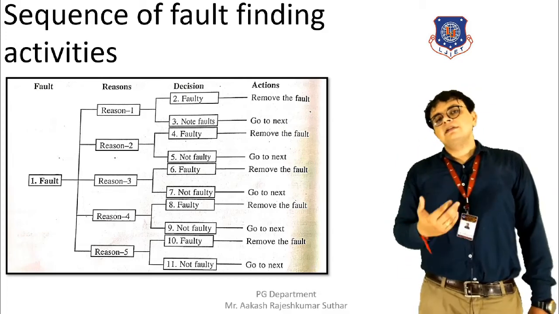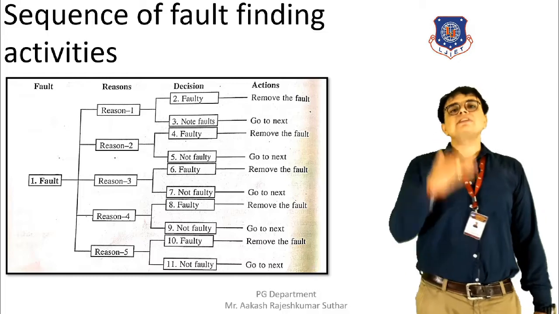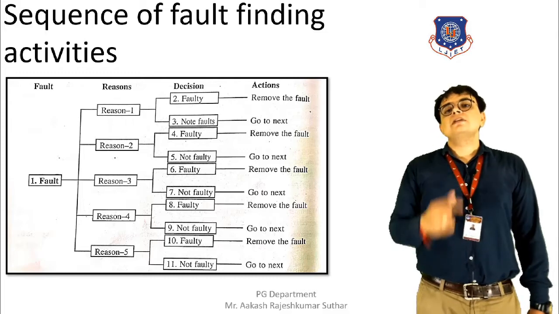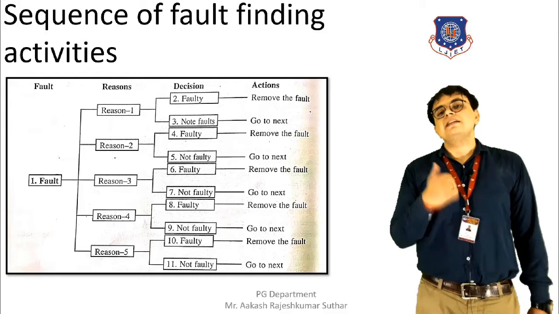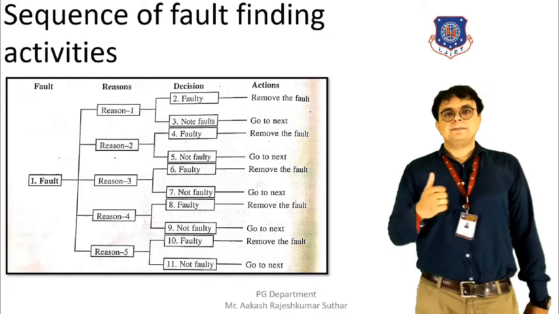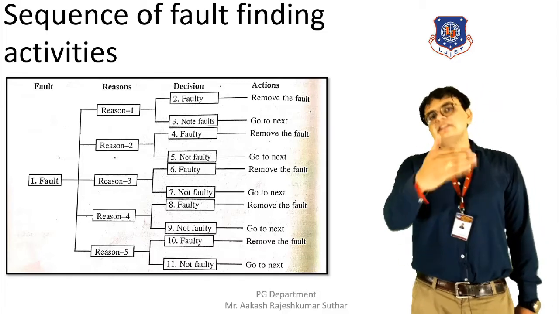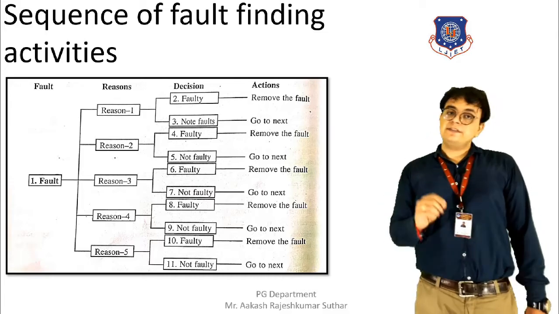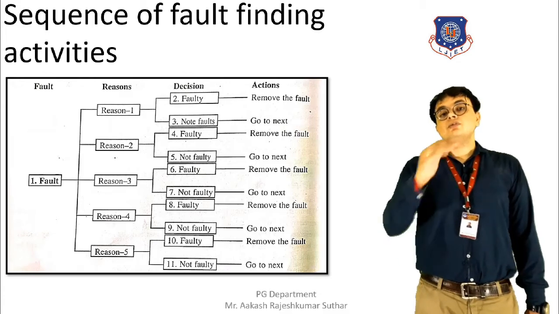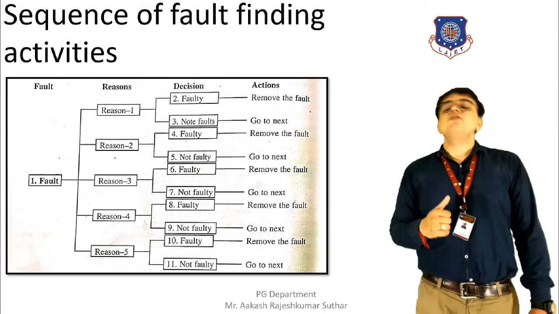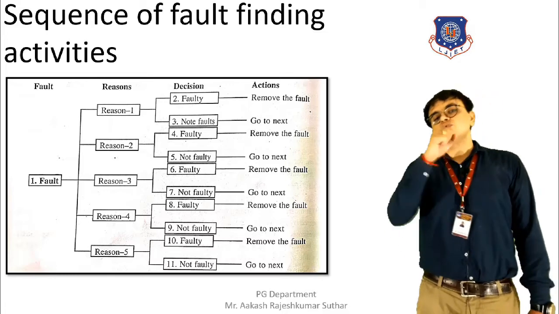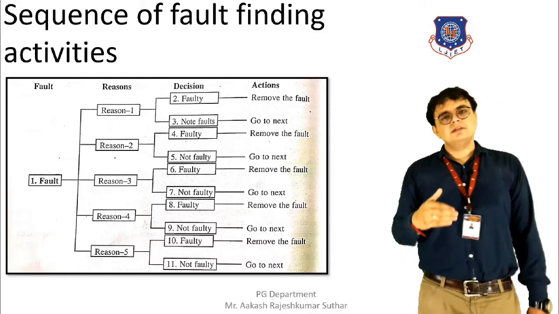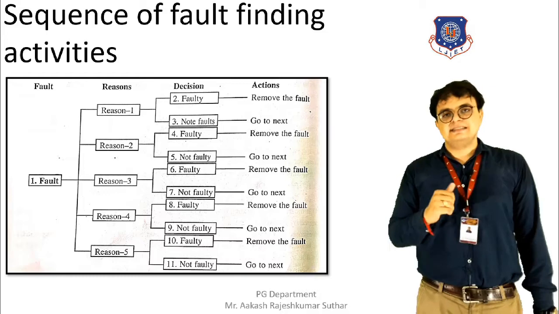Checking should be done, and in that checking, if the observation gives such a decision that reason 5 is the main reason causing the fault, then in the decision we should write faulty, and the action corresponding to that decision will be to remove the fault. But if reason number 5 is not causing the fault, then in the decision we should write that it is not faulty, and the action should be to go to the next reason.